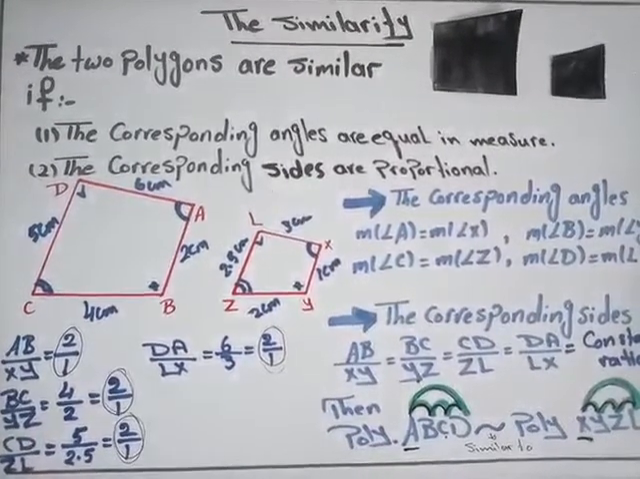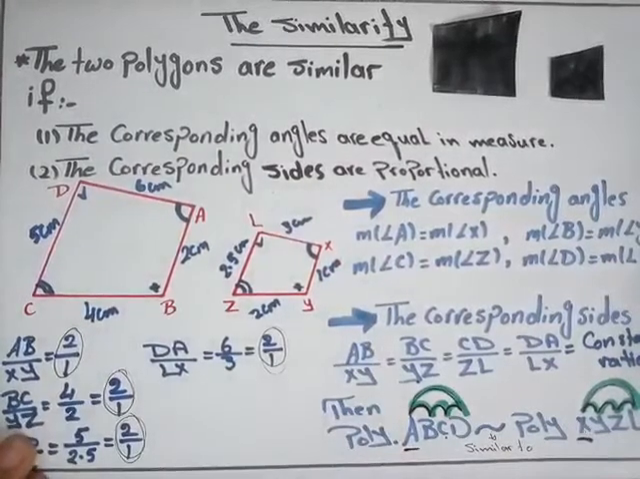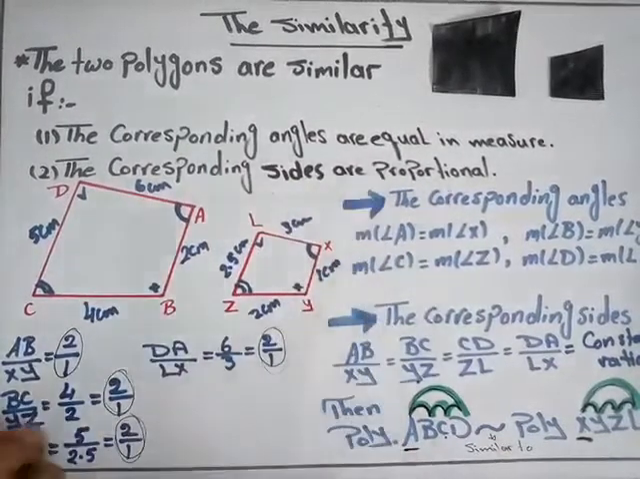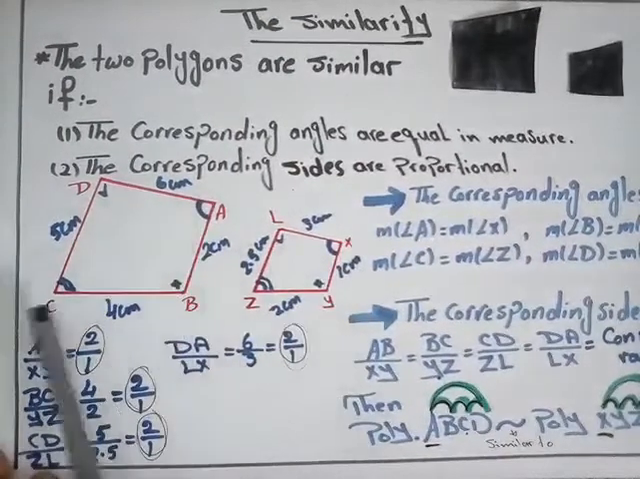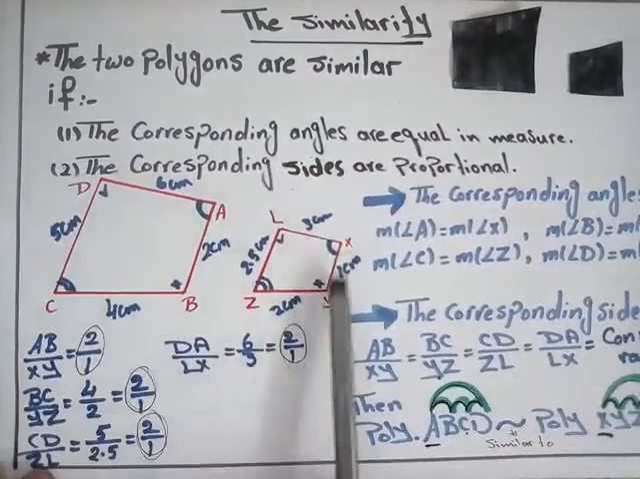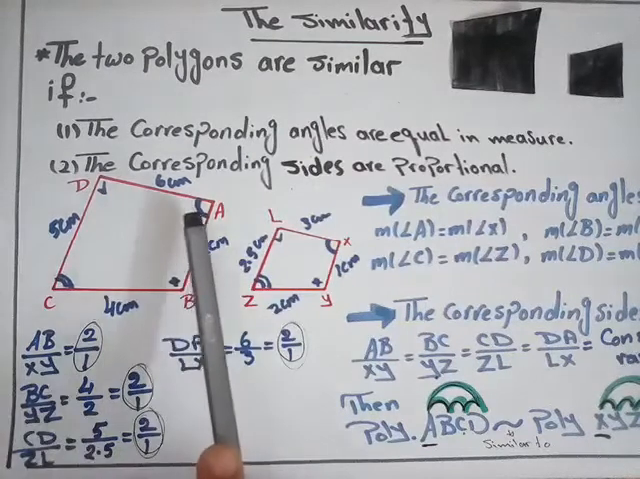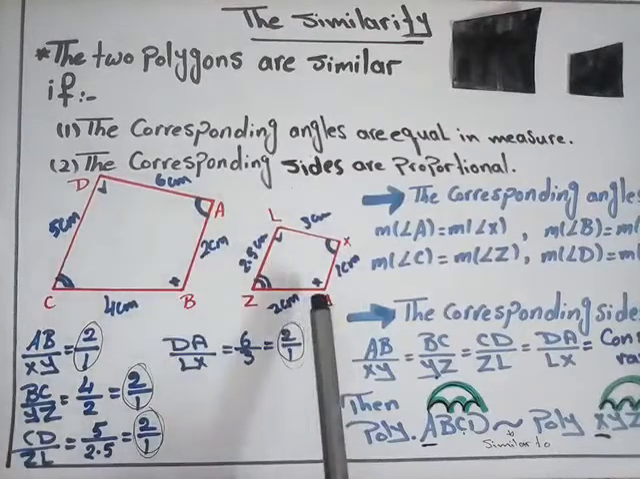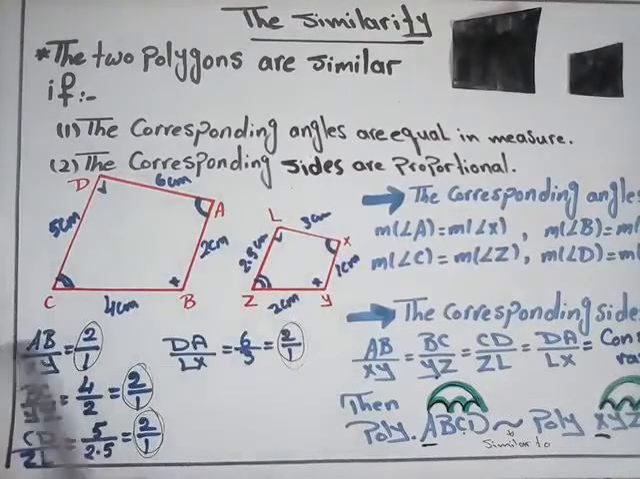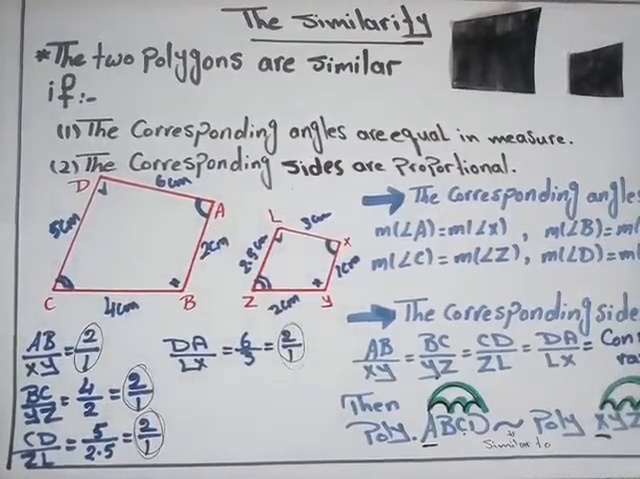So two polygons are similar if the corresponding angles are equal in measure and the corresponding sides are proportional. In the two polygons, if we have a polygon ABCD and another polygon XYZL, and the corresponding angles are equal in measure, it means measure of angle A equals measure of angle X, measure of angle B equals measure of angle Y, measure of angle C equals measure of angle Z, and measure of angle D equals measure of angle L.